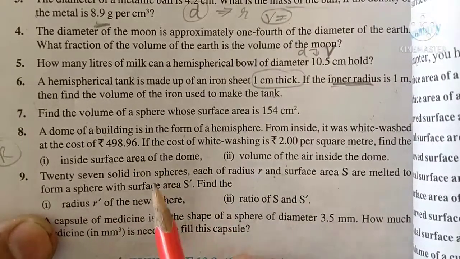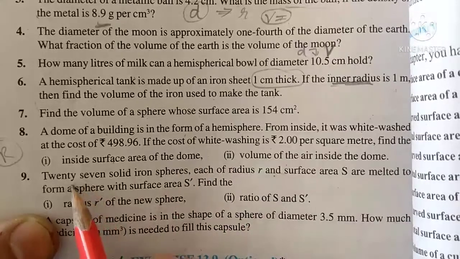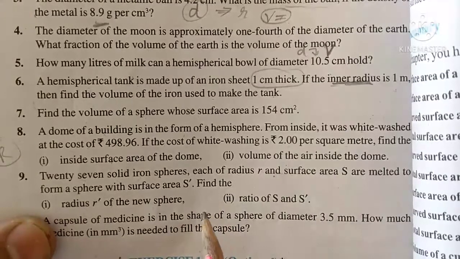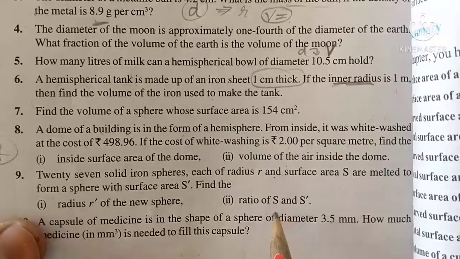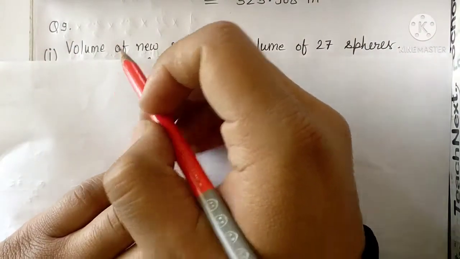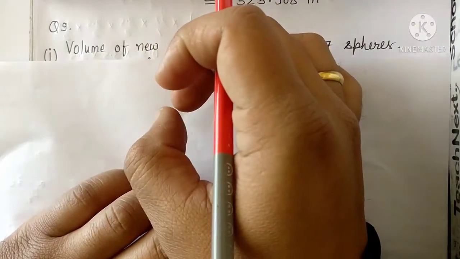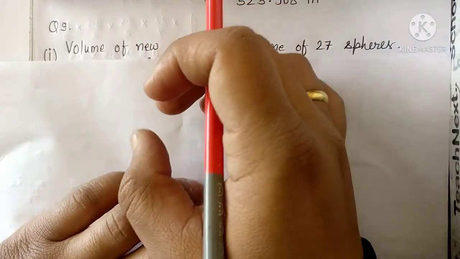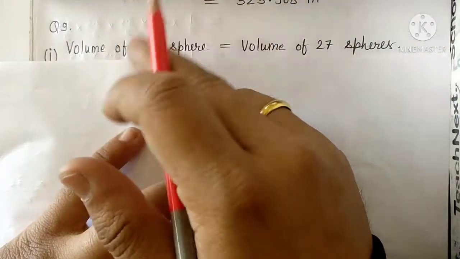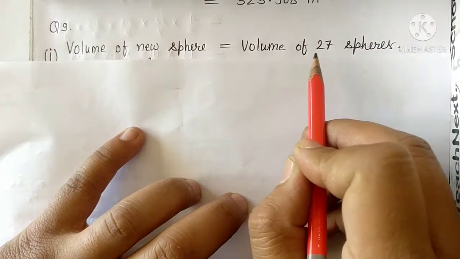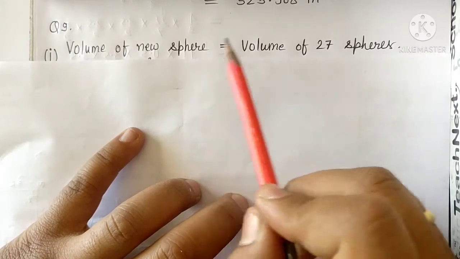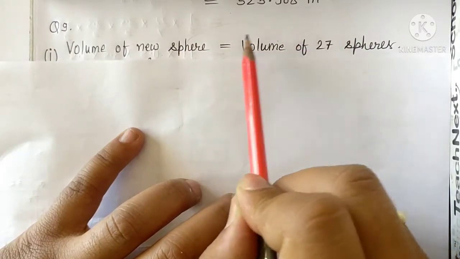Then after finding the surface area of both the 27 small old spheres and the new sphere, we will find the ratio of both of them. So let's do this question. One thing we need to focus on here is that 27 solid iron spheres are melted to make a new sphere. So the volume of those 27 spheres will be equal to the volume of the new sphere. We can say that, definitely, because the new one is made from the 27 old spheres only.